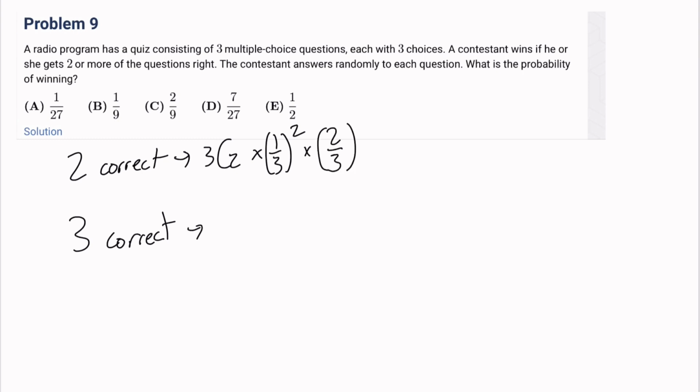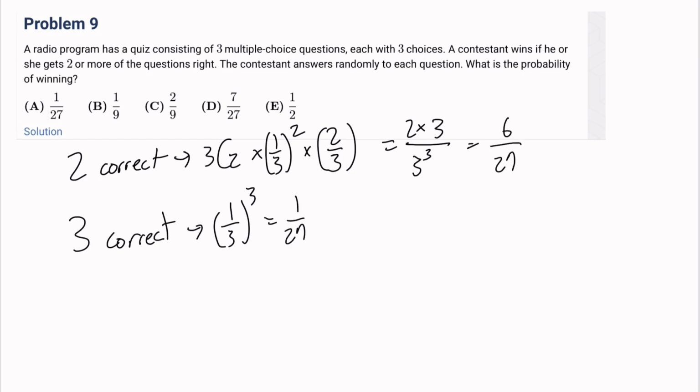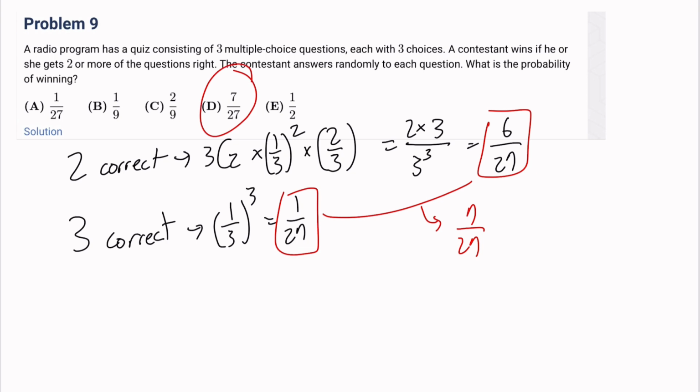And this is just 1/3 cubed, right? Because it's all correct. And so this is all over 3 cubed, and then 2 times 3 choose 2, which is 3. So this is 6/27, and this is 1/27. So if you add these up, then that means it's 7/27, so the answer is D.